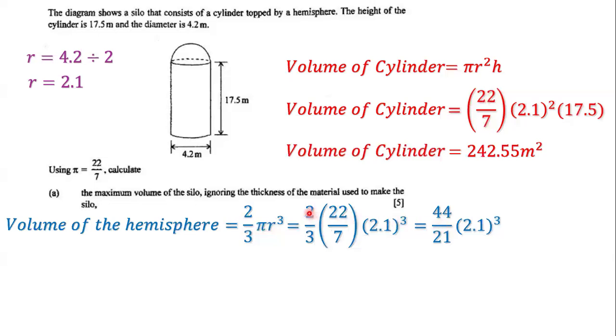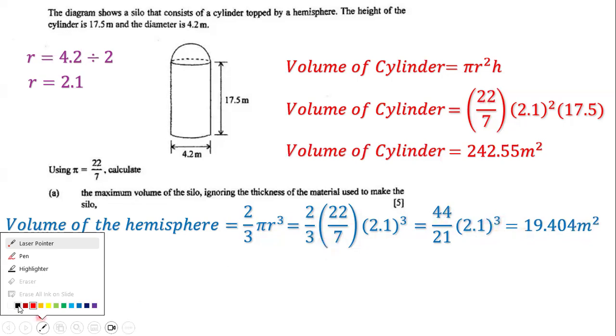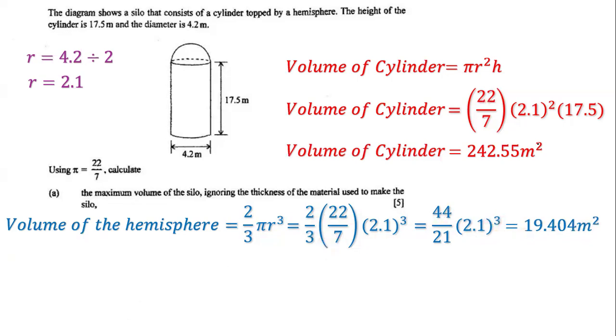And so when we say 2 times 22, that gives us 44. When we say 3 times 7, that gives us 21. And we have the radius cubed. So the radius cubed is going to be 2.1 raised to the third power. And so when we multiply 2.1 raised to the third power times 44/21, we get 19.404 meters cubed. It's supposed to be meters cubed, not meters squared, because we're dealing with the volume.